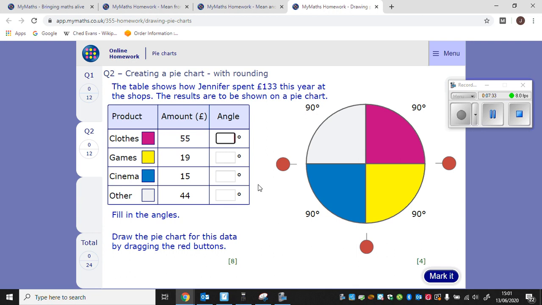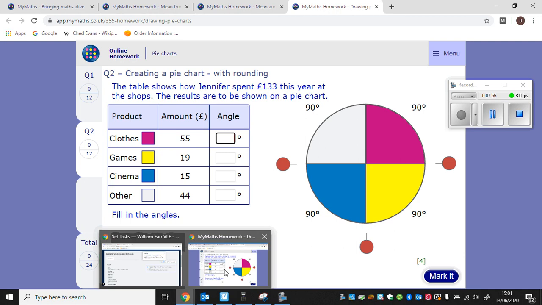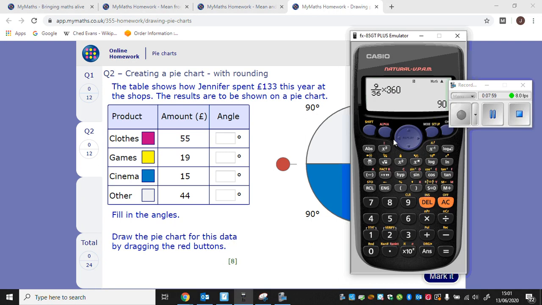These are quite rare, that you see one that includes rounding and has a decimal. This shows Jennifer and how she spent £133 this year at the shop. She spent £55 out of 133 at the shop. That whole pie chart is worth £133. So we need to work out how much of that pie chart is going to be worth 55. So we're going to do 55 out of 133, and again the whole pie chart has 360 degrees, so this will tell us how many degrees there are. For this one, we've got 148.87.